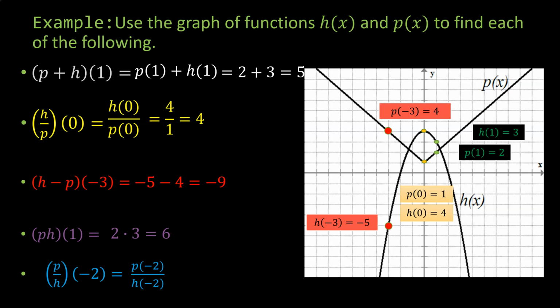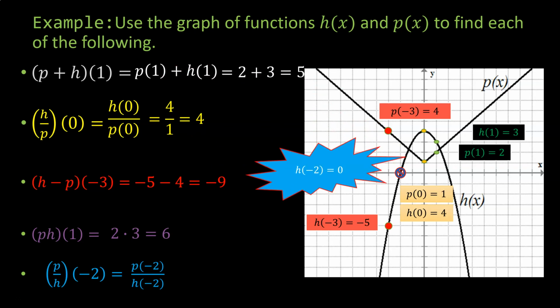In this division problem, p divided by h of negative 2 is going to be equal to p of negative 2 divided by h of negative 2, meaning let's take a look at the values at x equal to negative 2. When x is negative 2, oopsie, h of x is 0. We cannot divide by 0, so we would say this value is undefined.